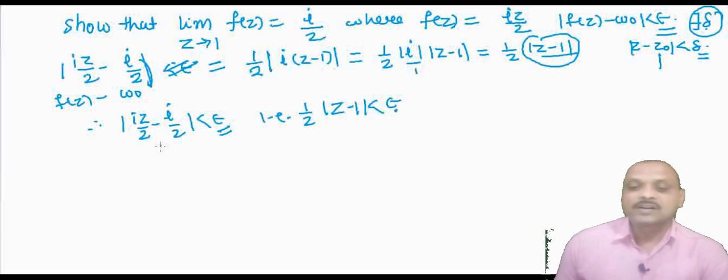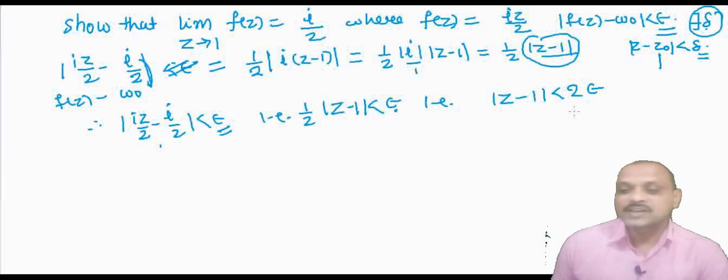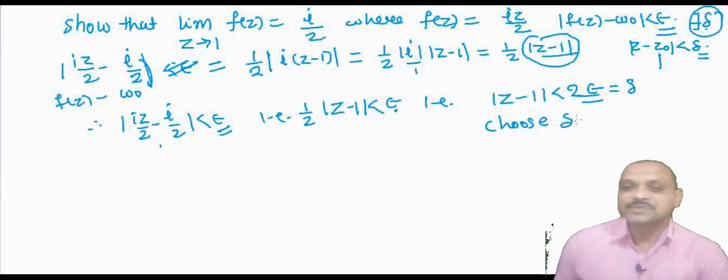Okay, now you can see that multiplying by 2, we get that |z - 1| is less than 2 epsilon, right? So let us take this value, 2 epsilon is equal to delta. So what have we taken? We have chosen this delta equal to 2 epsilon, right?